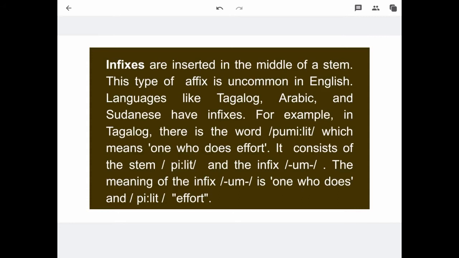In Tagalog, there is a word pumilit, which means one who does effort. So it consists of the stem pilit and the infix um. So the meaning of the infix is one who does, and the stem pilit means effort. So when it's combined, pumilit, it means one who does effort.